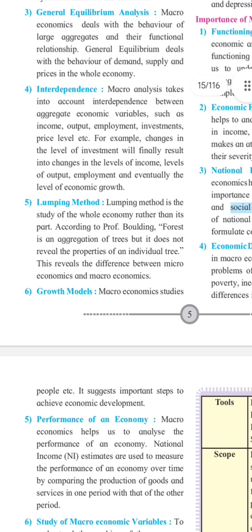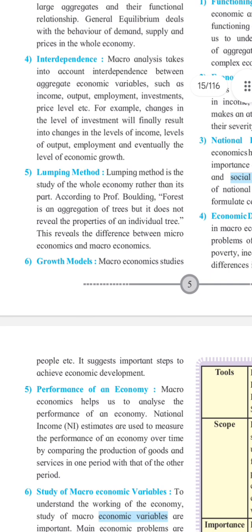General equilibrium analysis. Macroeconomics studies the equilibrium of the entire economy. Equilibrium means the balance between two factors. It analyzes the behavior of demand, supply, and price of the economy as a whole. Interdependence. Macro analysis considers the interdependence among aggregate variables. For example, an increase in investment increases income, an increase in output increases employment, and then overall economic growth. Thus all aggregate variables are interrelated.